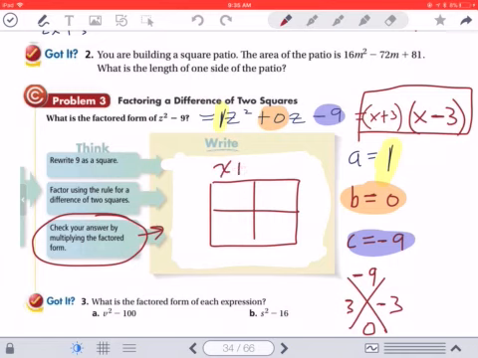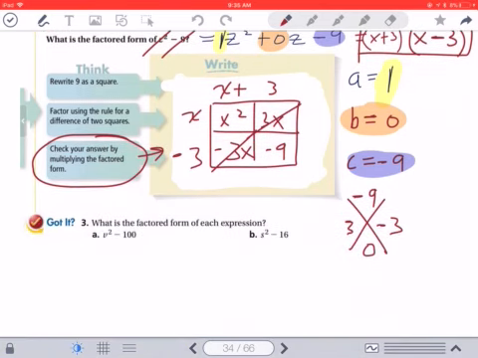So this is x plus 3, x minus 3, and I get x squared right there. This is negative 9 right there. And then notice I get 3x here and negative 3x here. These are going to cancel out, so there is nothing there. All right, try this got it problem number 3. What is the factored form of each expression? Again, pause the video and see what you get here.